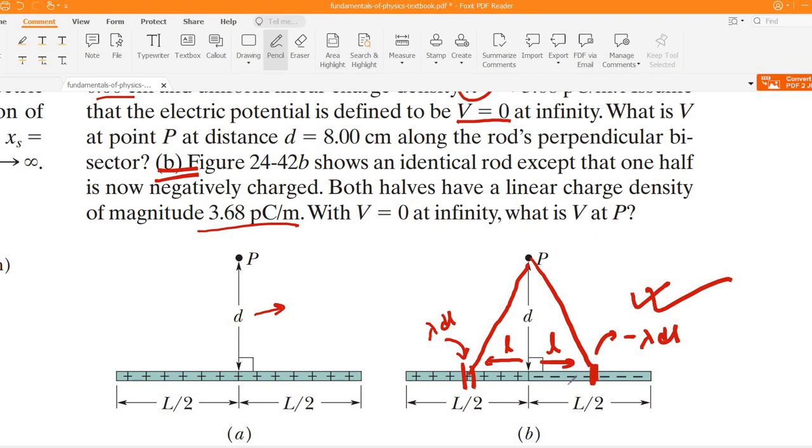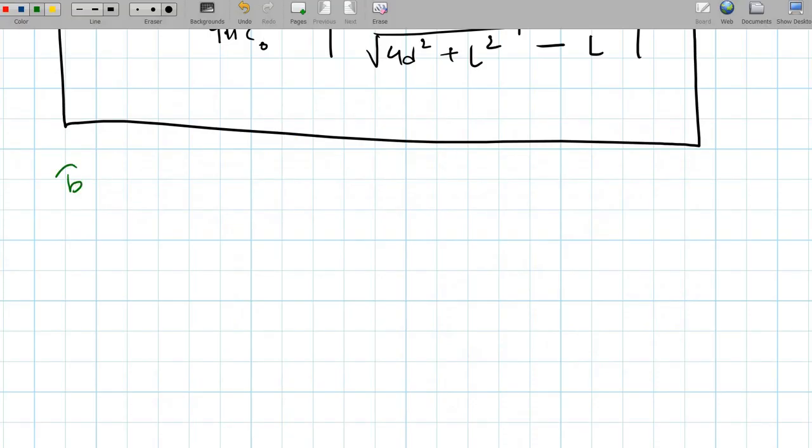Once you recognize this, you'll notice the contribution from the left side to the potential at point P is going to be negated by the contribution from the right side, from the negative charges, to the potential at point P. So what is V at P? It is going to be 0. So this is the plus charges, and this is the negative charges.